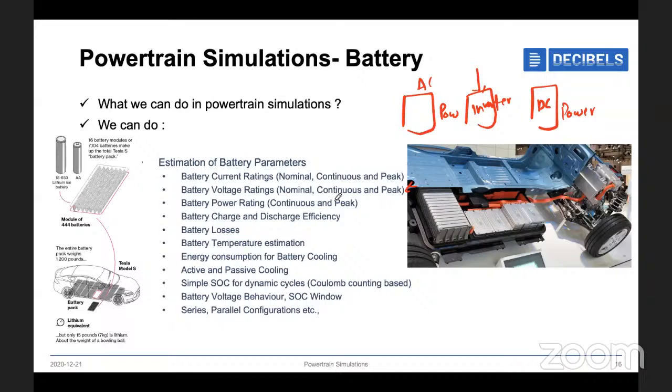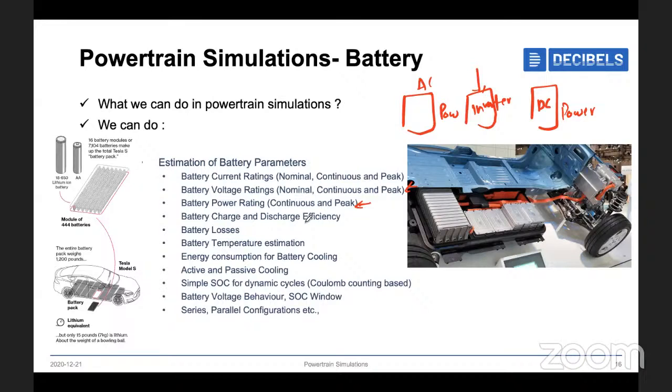Battery power rating. In order to get continuous power, there has to be some continuous current rating, so here also we'll have continuous and peak. Charge and discharge efficiency: for lithium ion cells, mostly we take the efficiency as one, but as we are operating very dynamically, the charge and discharge efficiencies will be lower. So we have to go with like 98% or 97%, as it is a dynamic profile.